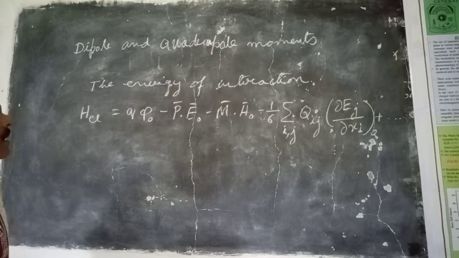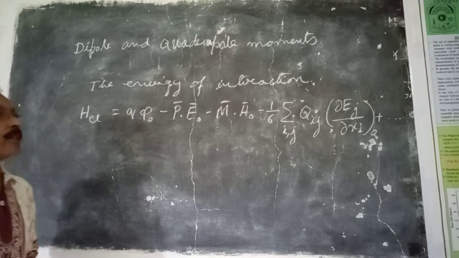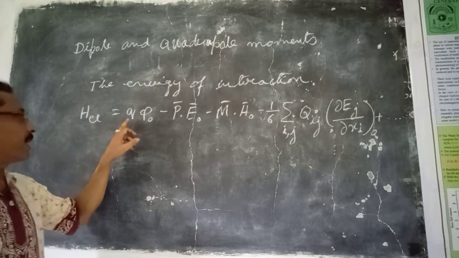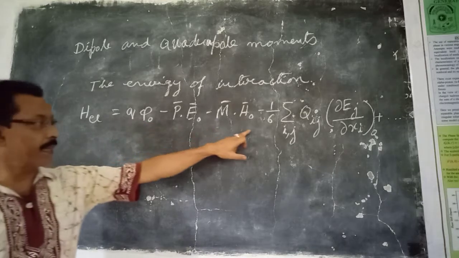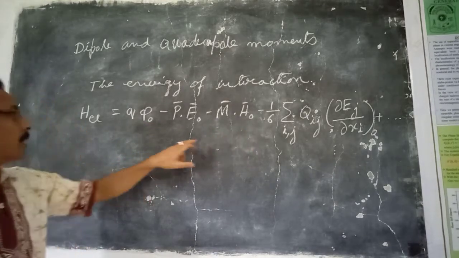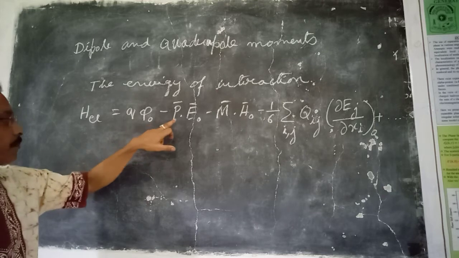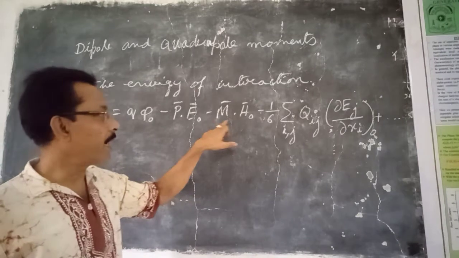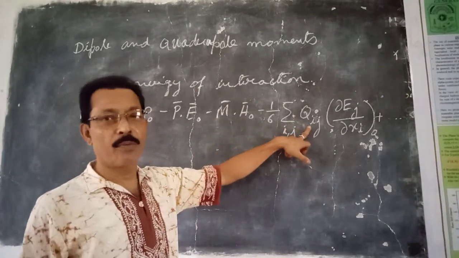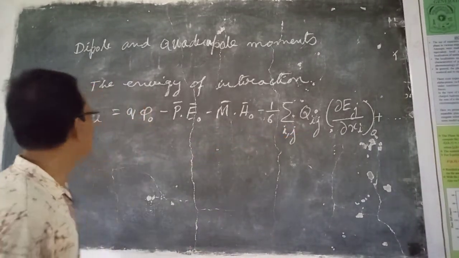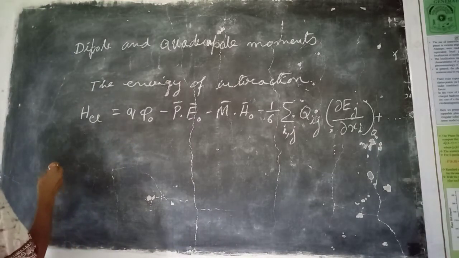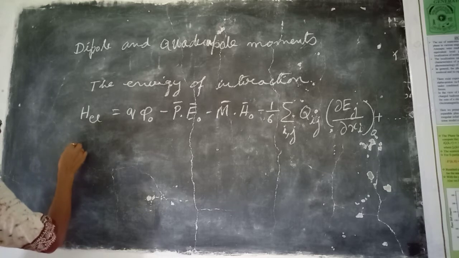The interaction energy between the external electromagnetic field and the nucleus is written in terms of this, where this is the interaction energy. Now this is the electrostatic potential, electric dipole moment, magnetic dipole moment, and this is the electric quadrupole tensor. Here E and H are the applied electric and magnetic fields.